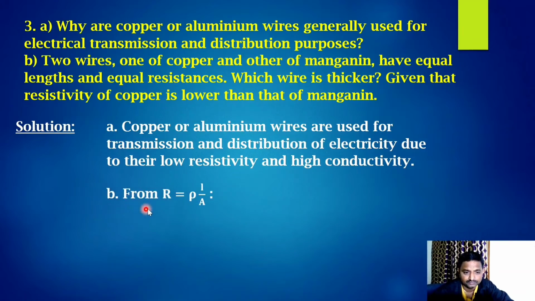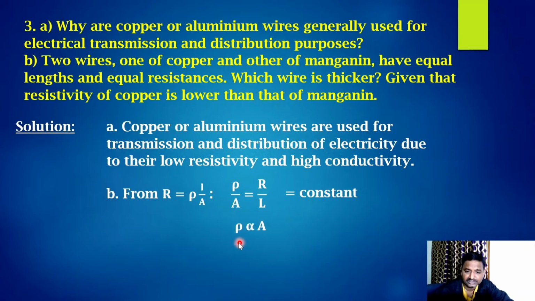And for B question, from resistance R is equal to rho L by A, we can write rho by A is equal to R by L. So here R by L ratio is constant. Why? Because both are having same resistance and same length.